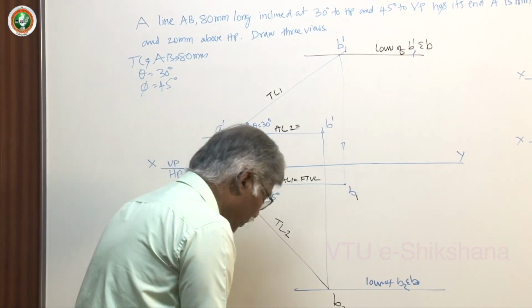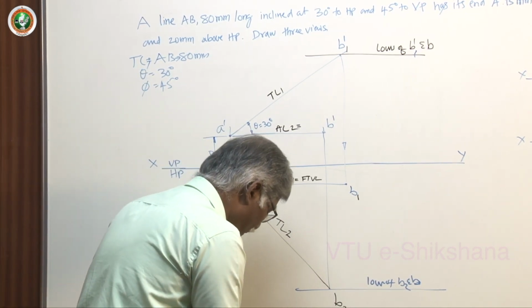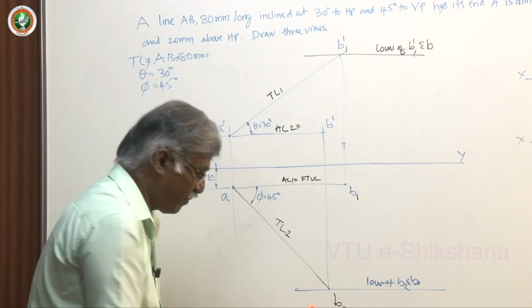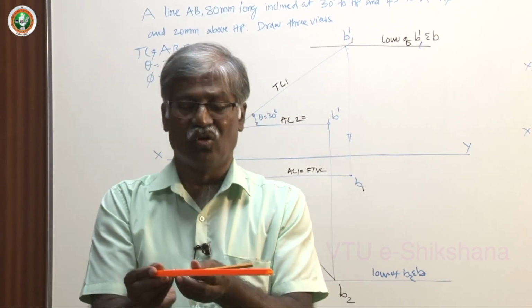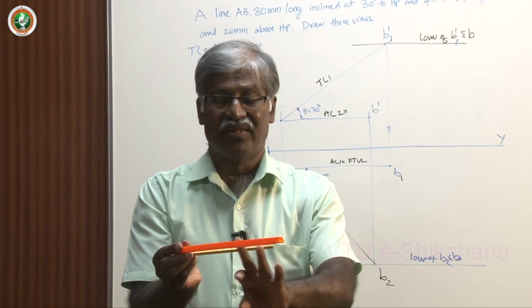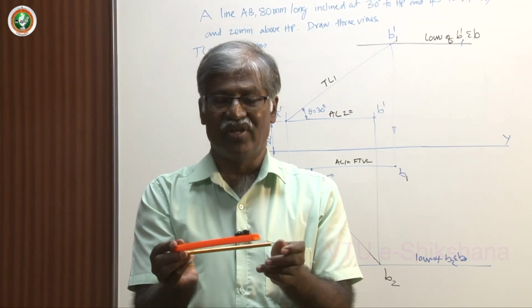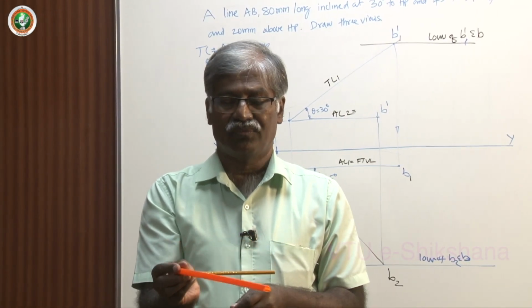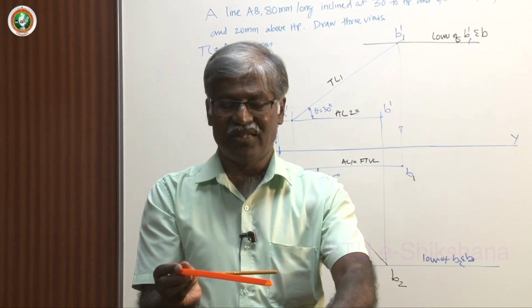Similarly, if you take a front view, you will get the same thing. For example, this is the inclination to VP, you have given some angle, 40 degree, 45 degree, whatever. This is 10 centimeter, this is 5 centimeter. Now parallel to HP, inclined only to VP.